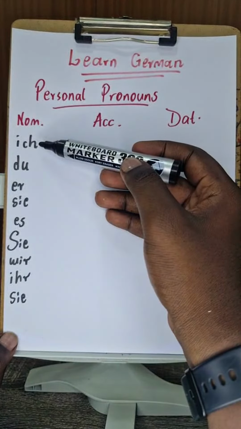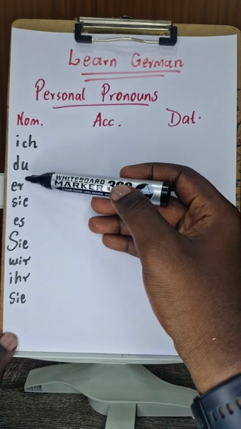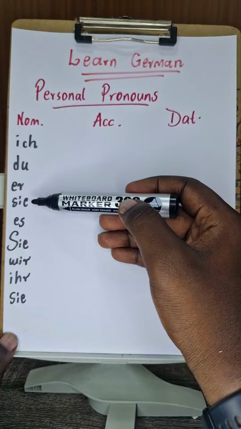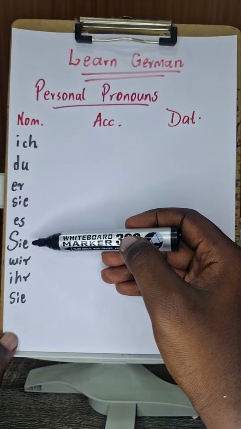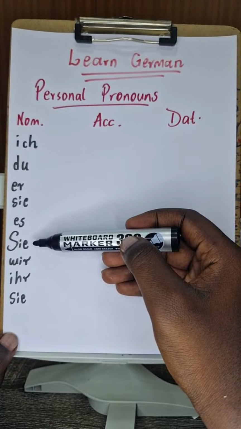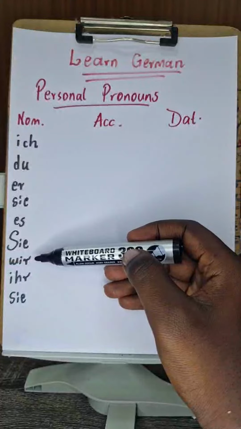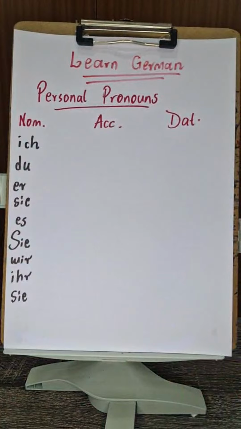Remember, ich is I. Du is you, right? Er is he. Sie is she, and then es is it. You can just put the meanings in brackets, yeah? And then this capital S, Sie, is you. Wir is we, and then ihr is you, and sie, which is they, all right?